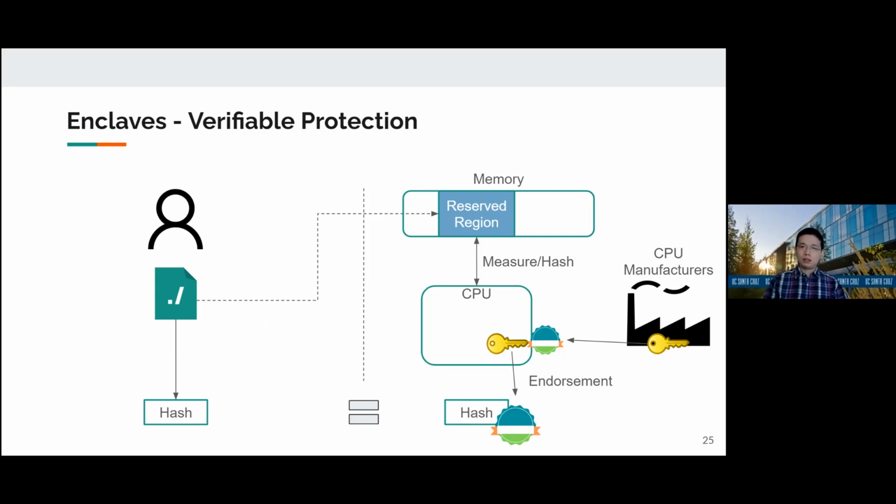And additionally, the CPU's key is endorsed by the CPU manufacturers. This forms the chain of trust, where the root of trust is the CPU manufacturer. And this process ensures that the enclave application is actually deployed to a real enclave platform instead of a fake enclave platform or a simulation environment. This process is usually called remote attestation.